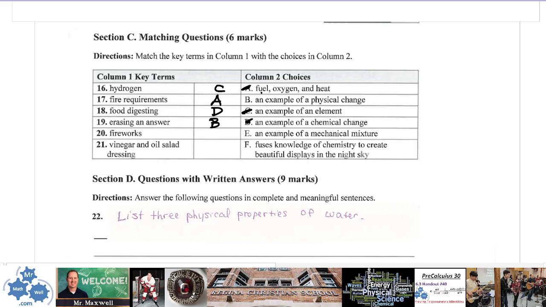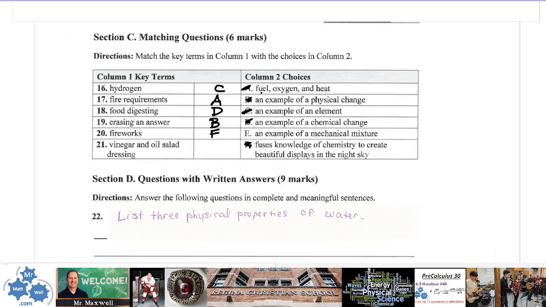Is fireworks an example of a mechanical mixture, or fuses knowledge of chemistry to create beautiful displays in the night sky? Wow, that's kind of a tough one. F. Beautiful displays in the night sky. I'm not really sure vinegar and oil salad dressing would qualify as a beautiful display in the night sky, so yes, F is going to work for fireworks.